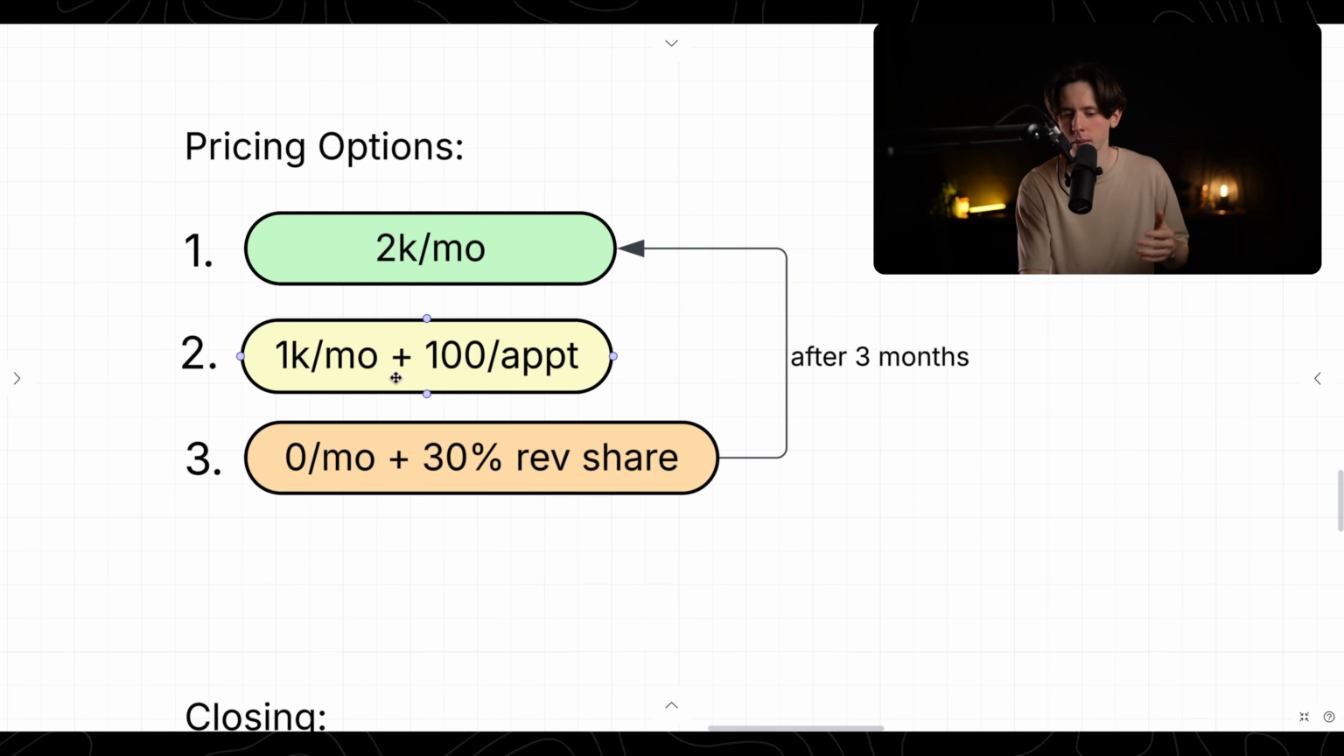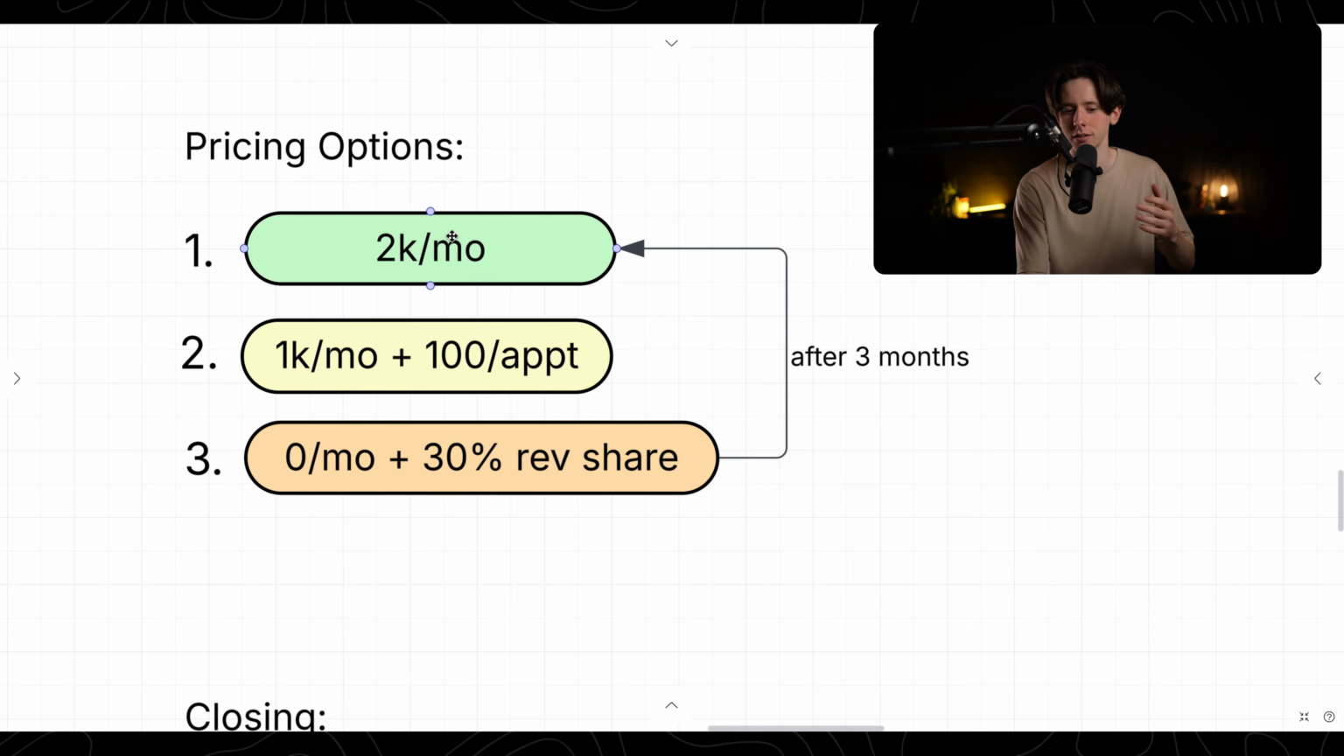For example, $1,000 a month plus 100 per appointment or whatever makes sense with your system. Because now the offer is less risky, so it's easier for them to say yes because they pay less money per month and they only pay the rest after they got results. If they keep saying no, you can go down to 0 per month and a super high performance fee, for example, 30% rev share.